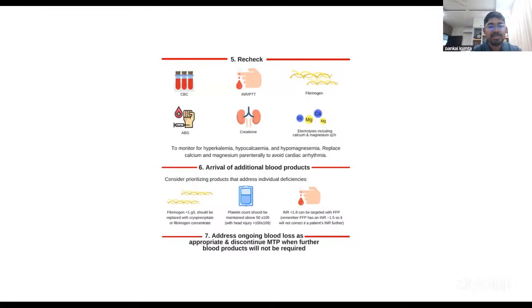Then fibrin concentrate or cryoprecipitate may be needed. Platelets, again, try to target above 50,000, especially if there's an active bleed through the drains and during surgery. And INR, also try to target below 1.8. That can be a suitable target, because again, reaching a lower number is sometimes difficult. So anything below 1.8 would be a reasonable target.